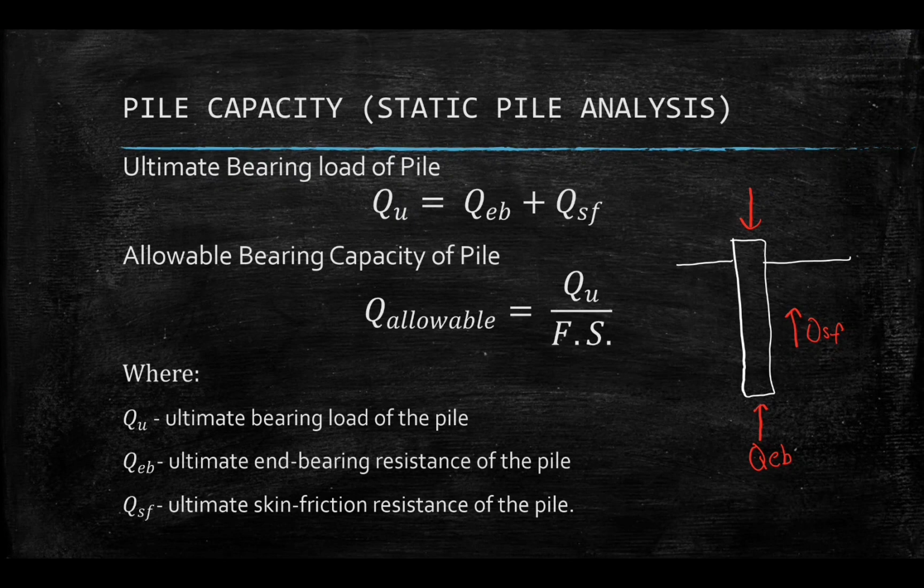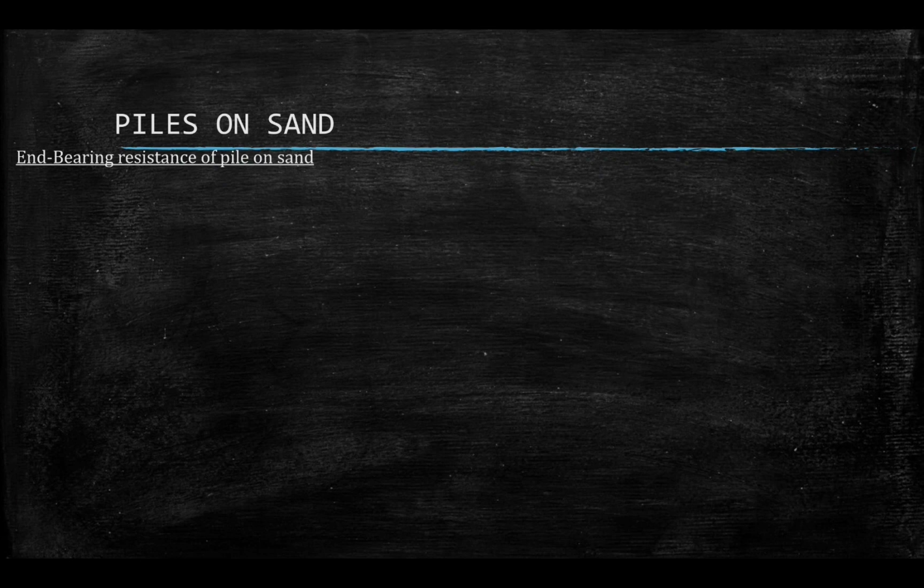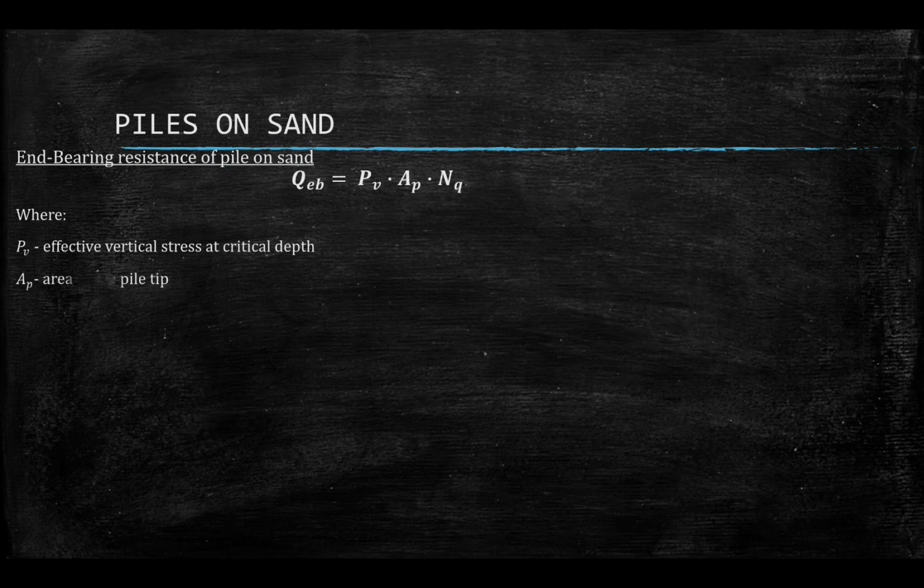So, now, dito meron tayong piles on sand and piles on clay. Bago tayo mag-proceed, buruin ko muna to. Okay? So, yung una is we have the piles on sand. Again, we have also the end bearing resistance of pile on sand denoted by this equation. The QEB or the end bearing pile is equal to PV times AP times NQ, where PV is the effective vertical stress at critical depth, AP is the area of the pile tip, NQ is the bearing capacity factor.